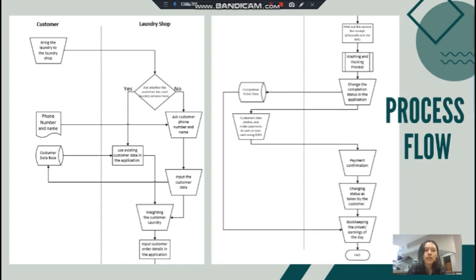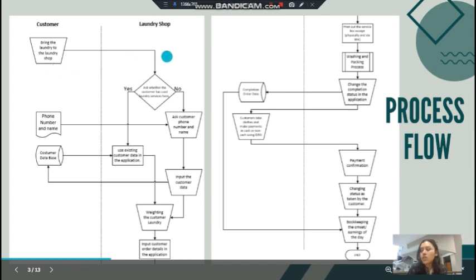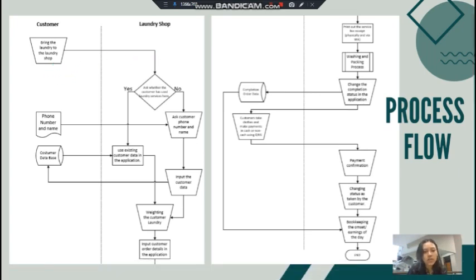It starts first by the customer bringing the laundry to the laundry shop, and then the laundry shop will ask the customer whether the customer has used the laundry service or not. Because if they have already used it before, then they will use the existing customer data in the application. However, when they haven't used the service before, they will ask the customer for their phone number and name. Then the cashier will input the customer data and save it in the customer database.